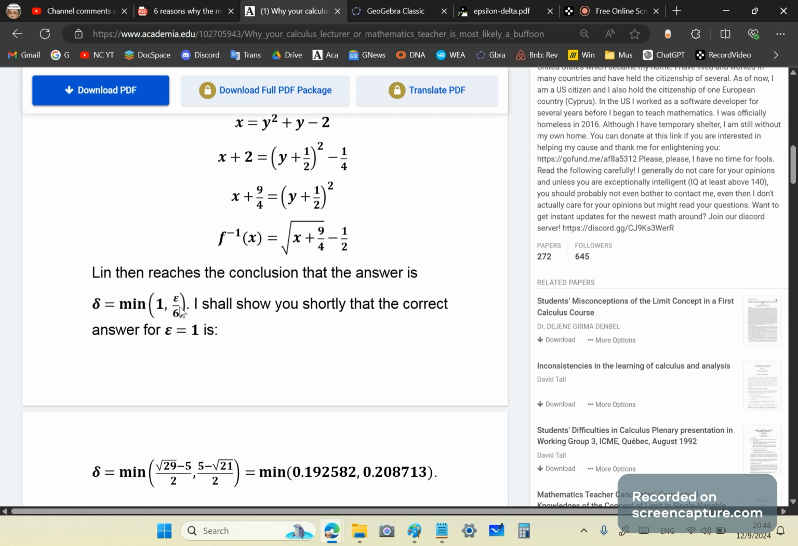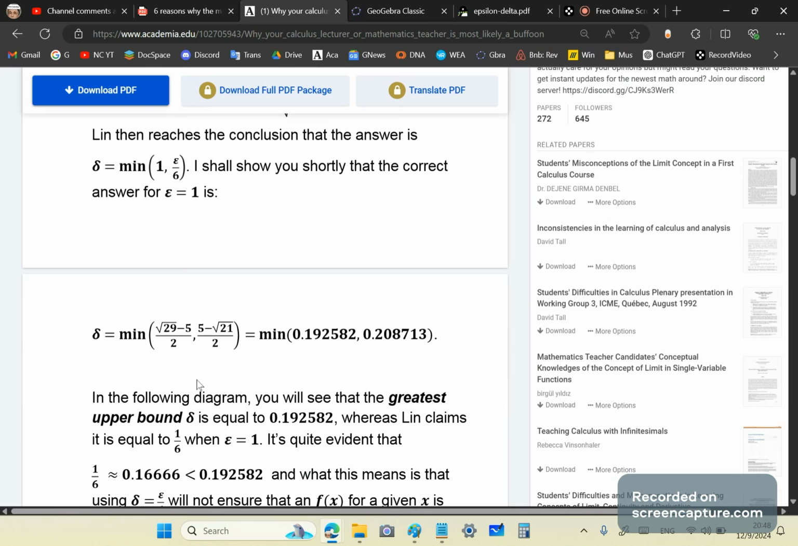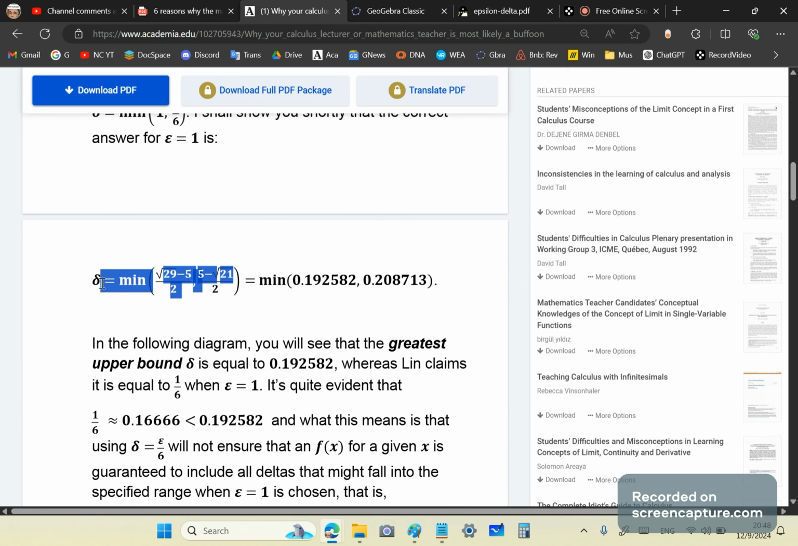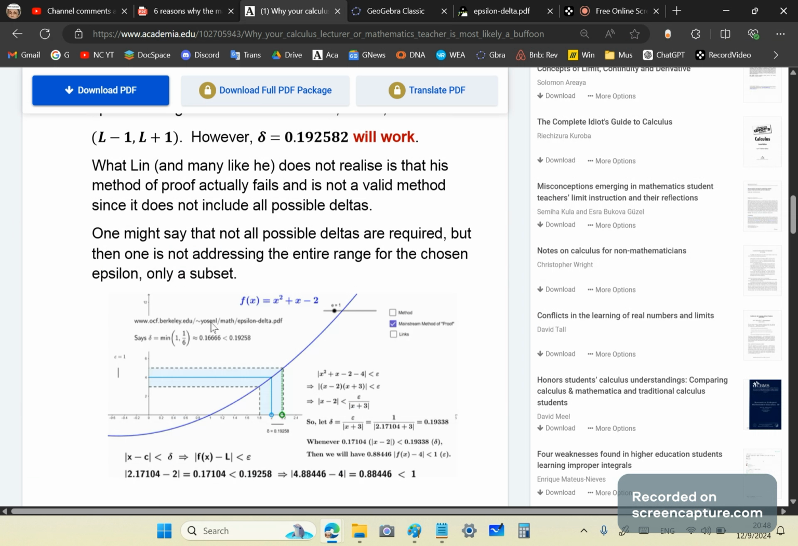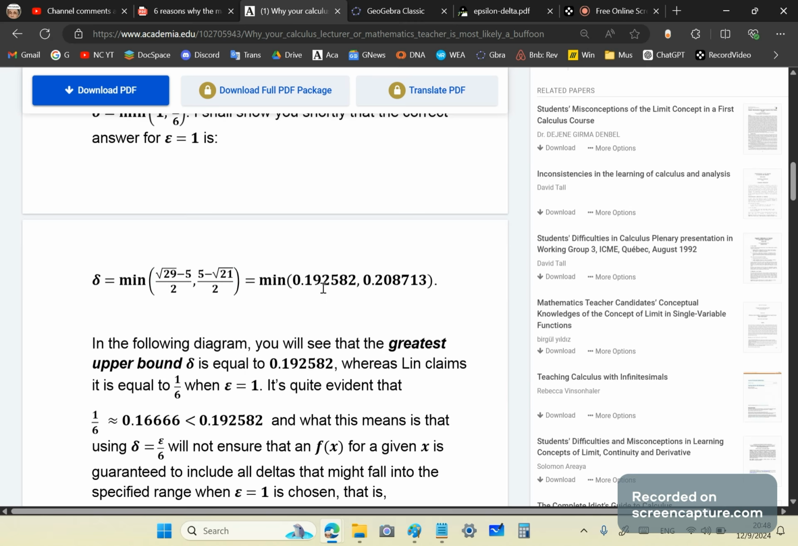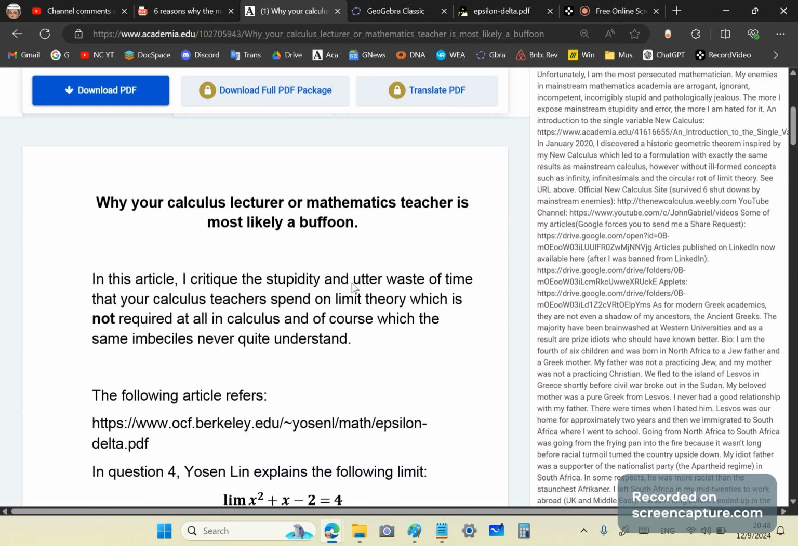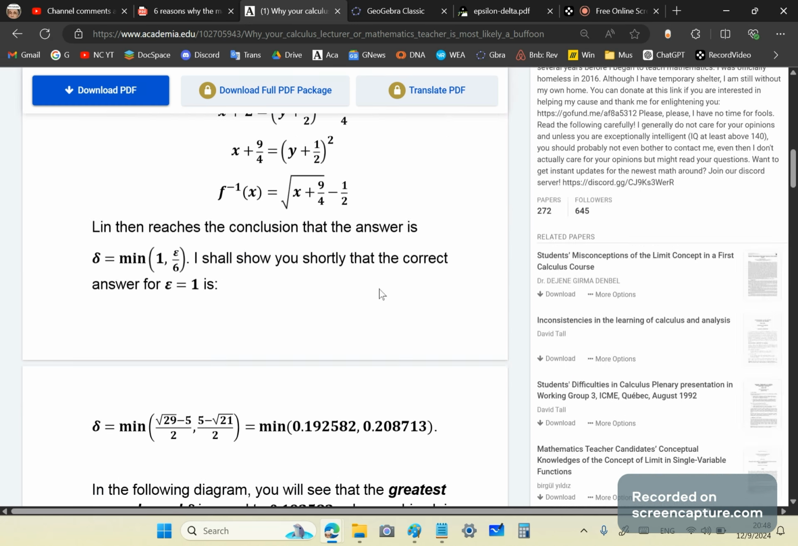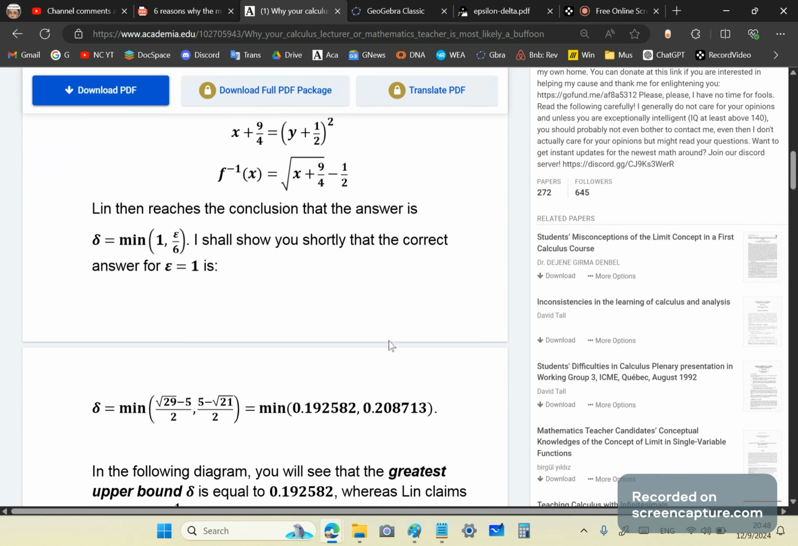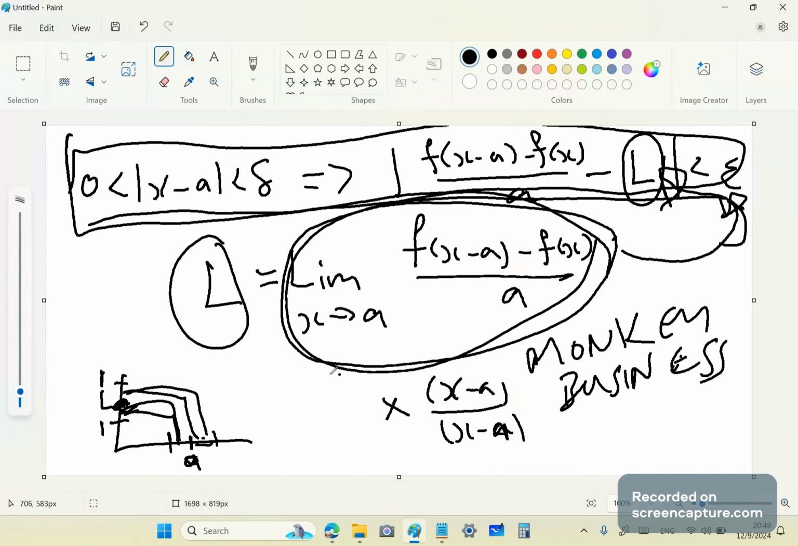It's not the minimum of 1 and epsilon over 6. It's actually what I show you over here. Exactly, by the way. And you have more than one delta that will work. Some of you might say, well, the definition says that one of those deltas implies that. But there's nothing remarkable about that. You would expect that if you were looking at a region in which you're mapping values from the domain into the range. There's nothing remarkable about that.